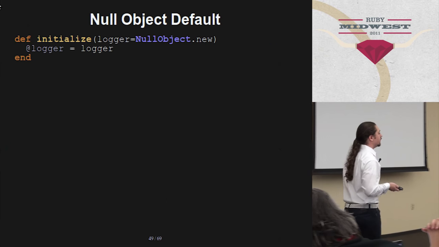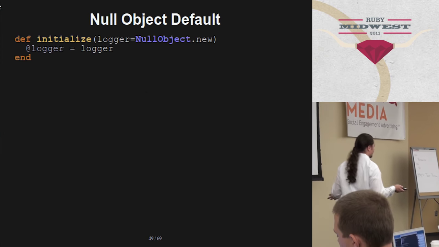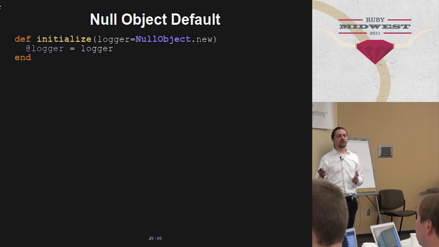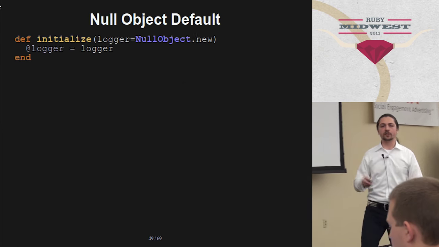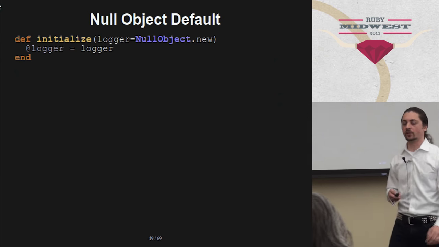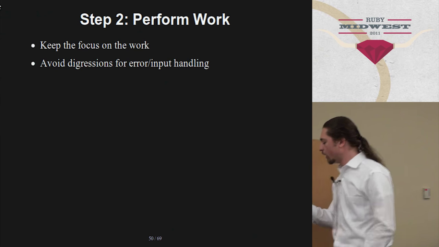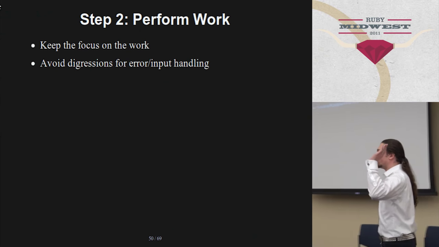Another thing you can do is you can use a null object for defaults. This is great for loggers. If you have optional logging, you can just make a null object your default logger, and then you can just make your log statements all throughout the code, and they'll just do nothing if no logger is specified. You don't have to check for it. All right, so that was all the first step in our four steps of a narrative method.